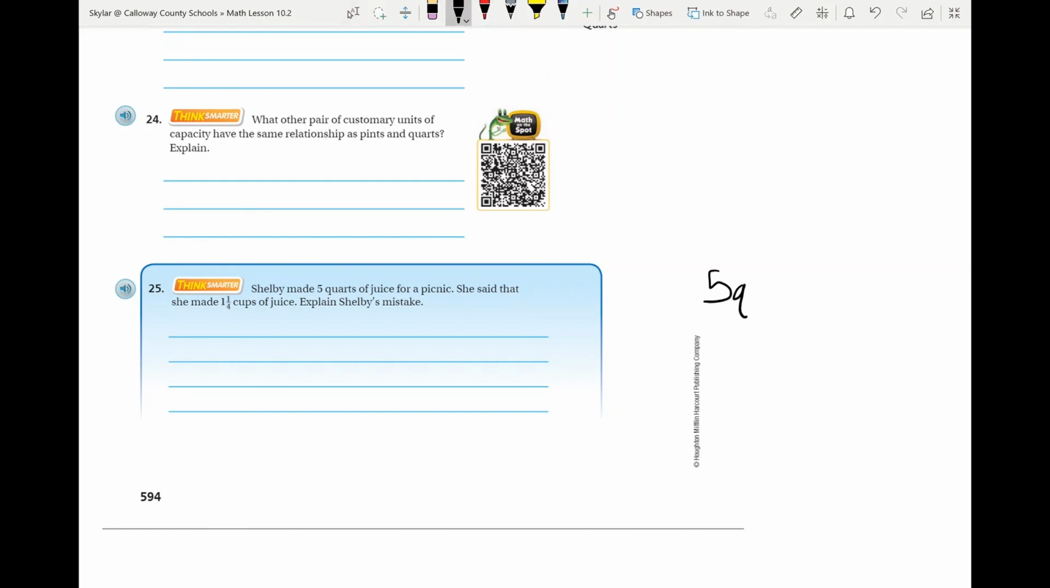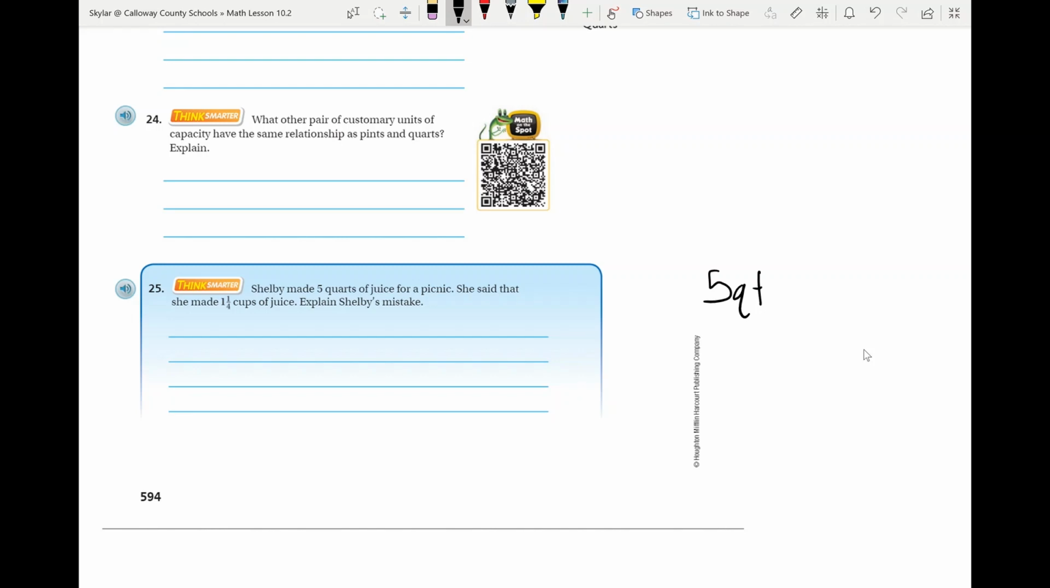We have 5 quarts. Well, we should be able to tell pretty quickly. Quarts are definitely bigger than cups. So the fact that she went from 5 quarts to 1 cup means that she did something wrong. And I know that you big brains out there probably already thought, well, she probably divided. And that's actually exactly what she did. So let's see how many cups she actually has. So go ahead and figure that out for me. How many cups does she actually have?